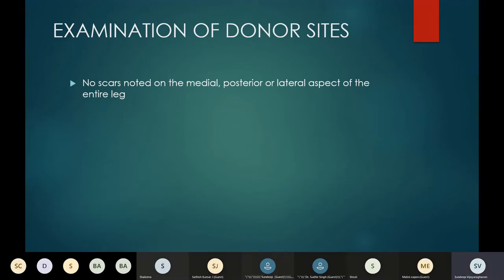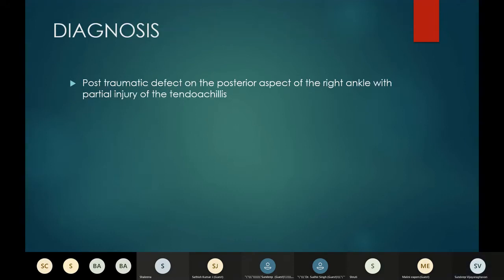Coming to examination of the donor sites, there were no scars noted on the medial, posterior, or lateral aspect of the entire leg. So coming to the diagnosis, my diagnosis would be a post-traumatic defect on the posterior aspect of the right ankle with partial injury of the tendo Achilles.